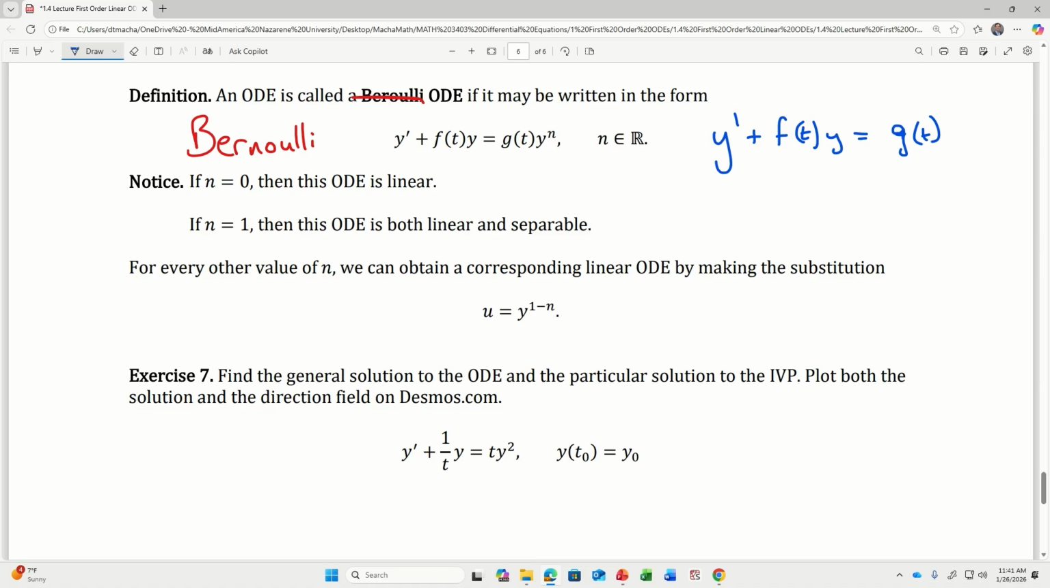If n is 0, y to the 0 power would be the number 1, and this would become a linear ODE. If n is equal to 1, well, then you could subtract f of t y from both sides, and then divide both sides by y to the n, and it would become separable.